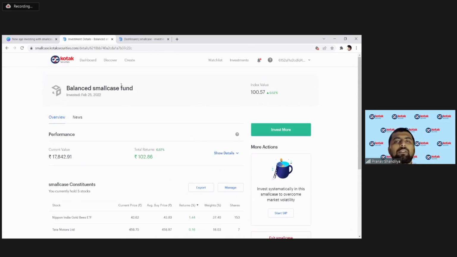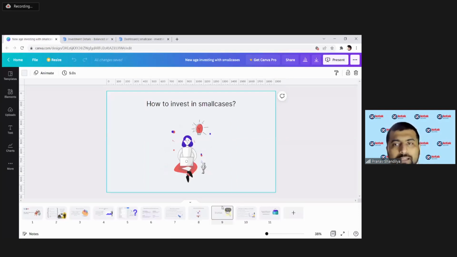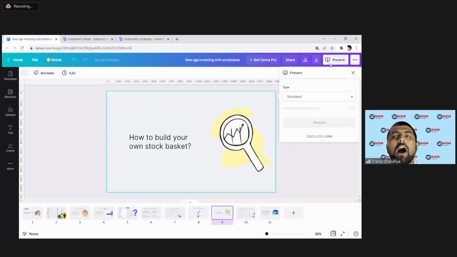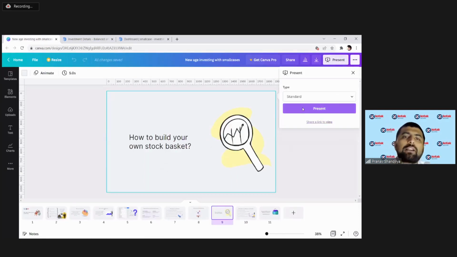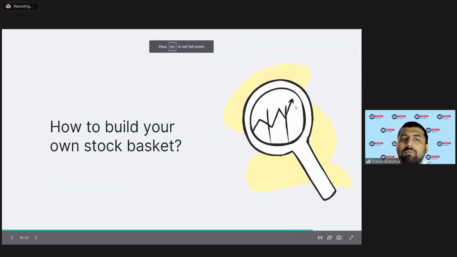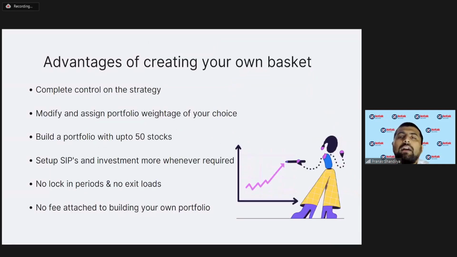So this is all about smallcases and how you can go about curating a smallcase, how you can go about building your own stock basket, and so on. So some of the advantages of curating your own particular basket is, first one, complete control over your own strategy.